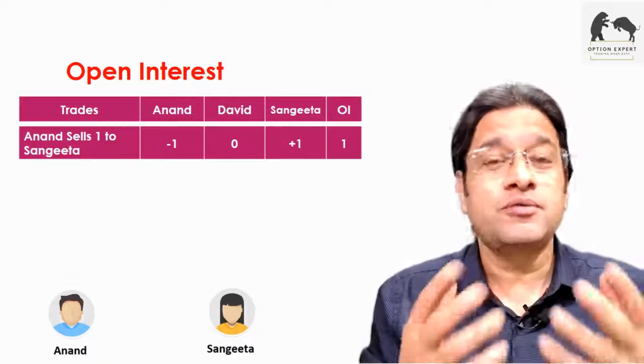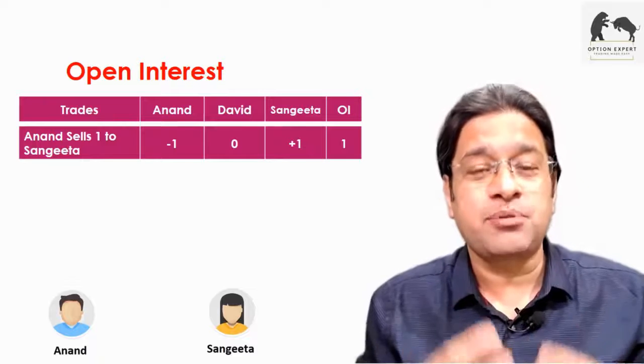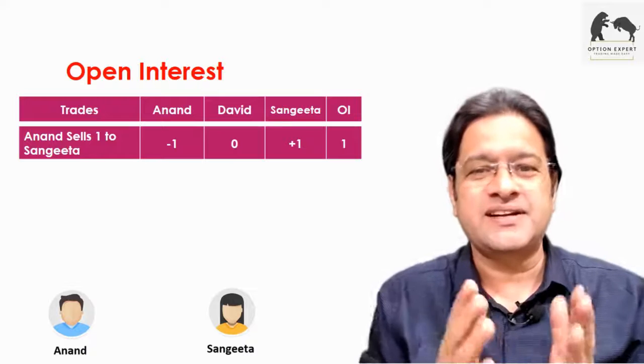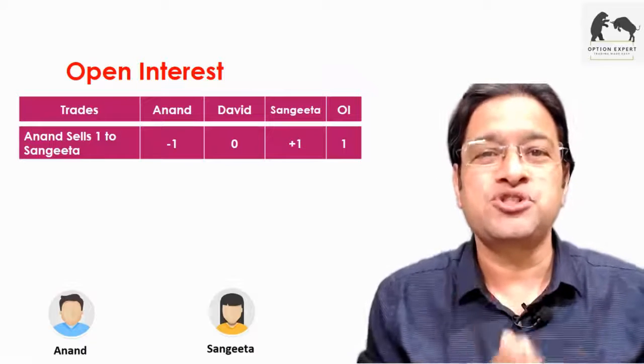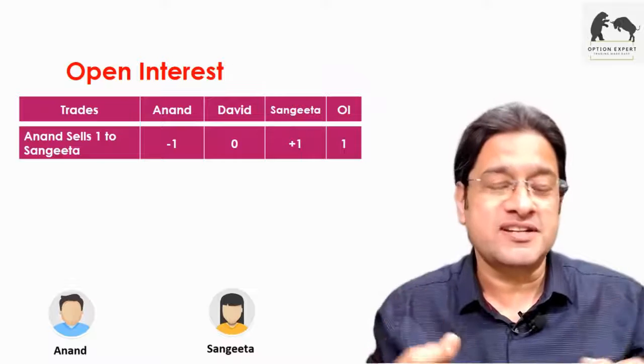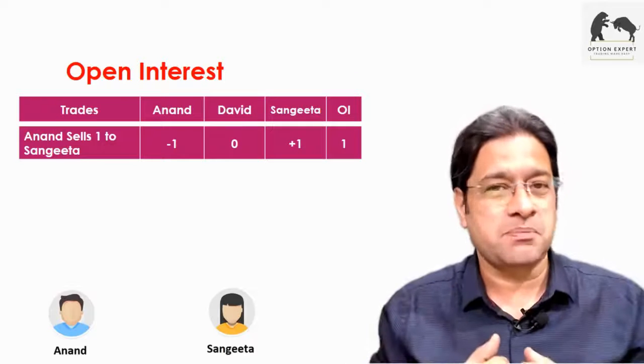Now, what is this volume? It is the number of contracts traded during the day. But what could be the open interest? Open interest is only the number of positions which are open, which means however many contracts are written for which there is a buyer.